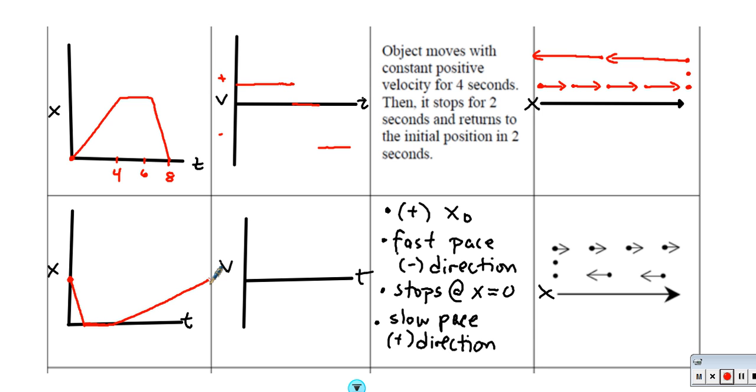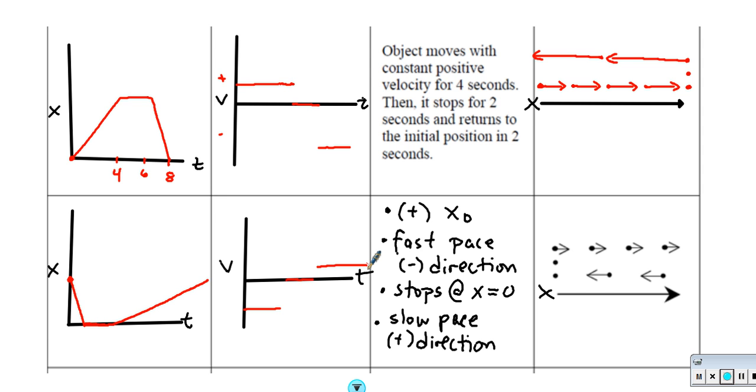For our velocity time graph, large negative slope, so it's a horizontal line below the t-axis, no motion, and then slow positive motion the rest of the way.